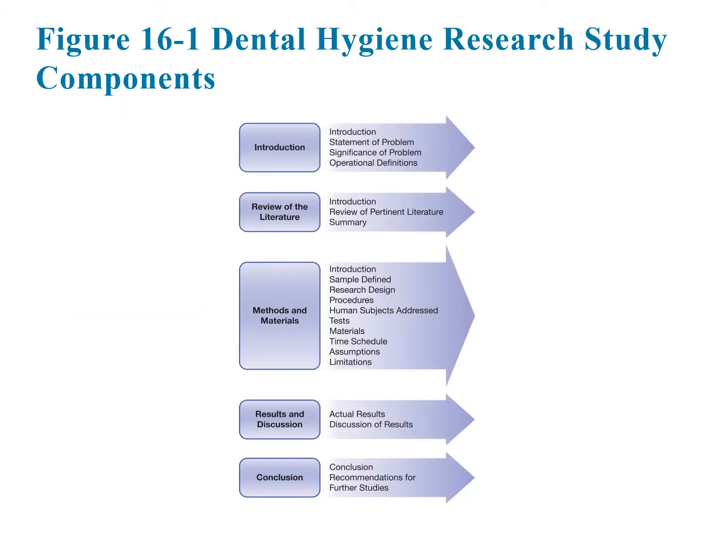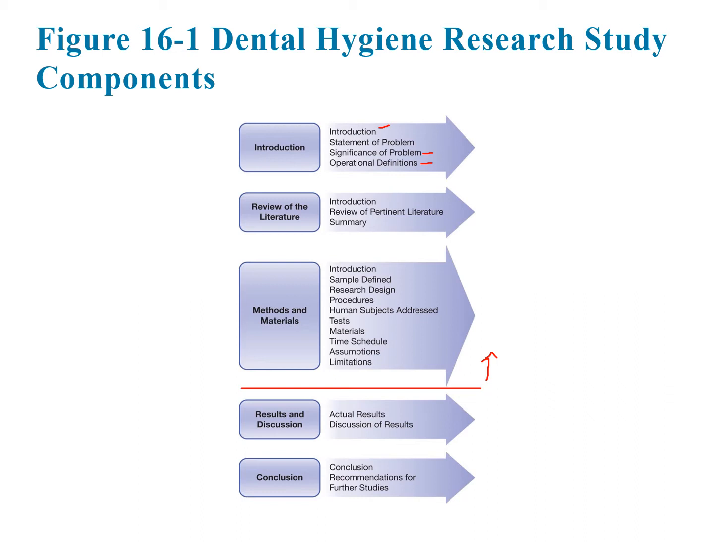Okay, so this is in your book, figure 16-1, which is on page 196. This is basically the components of a research study, and up until this point right here, everything above this is something that you need to have mapped out in your research proposal. So you'll have your question, and that will be stated in your introduction, the statement of the problem, the significance of the problem, and the types of operational definitions.